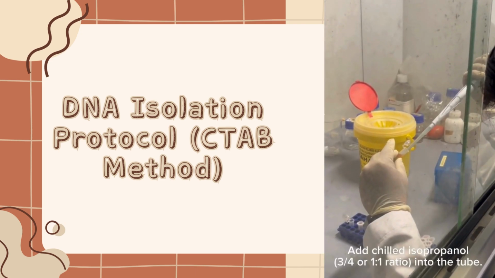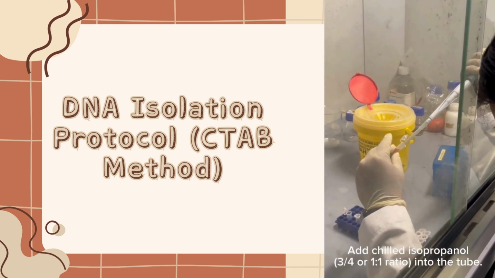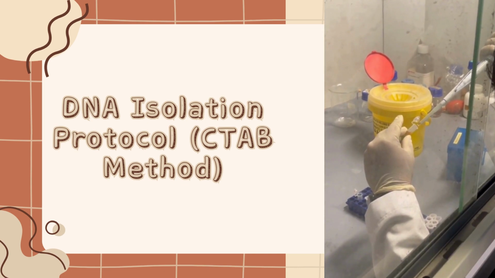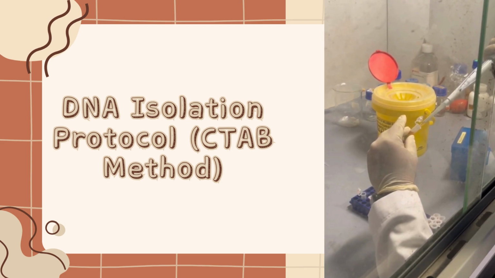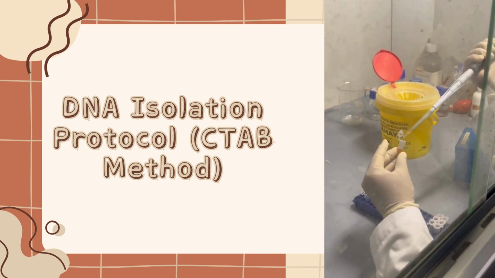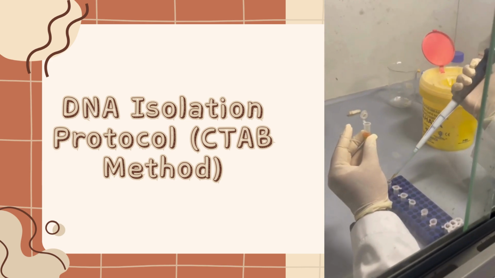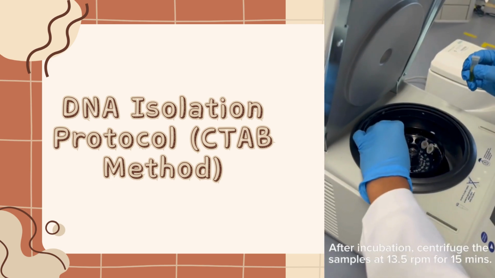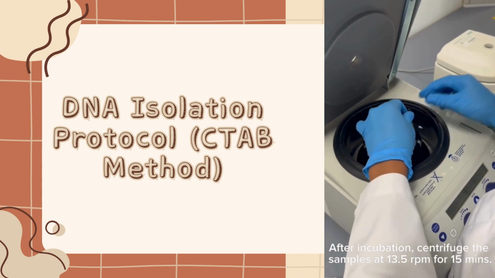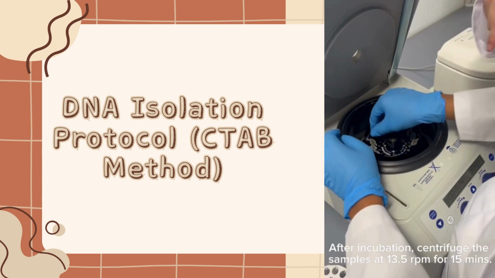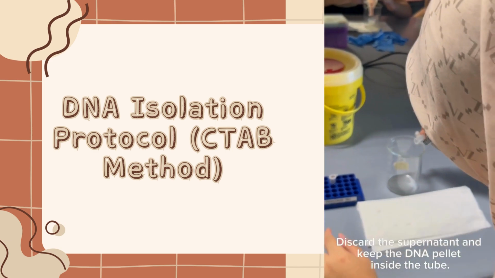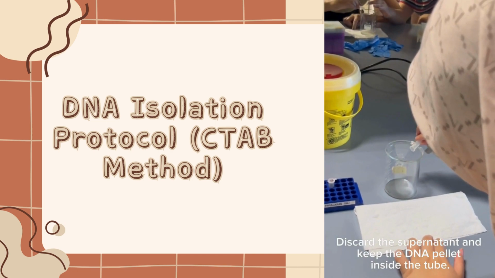Add chilled isopropanol, 3/4 or 1:1 ratio into the tube. Incubate the sample overnight at 4 degrees Celsius. After incubation, centrifuge the samples at 13.5 revolutions per minute for 15 minutes. Discard the supernatant and keep the DNA pellet inside the tube.